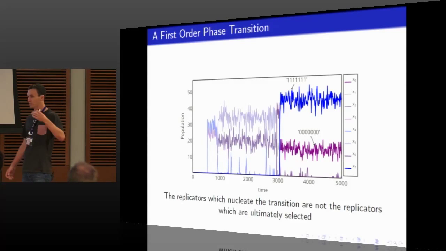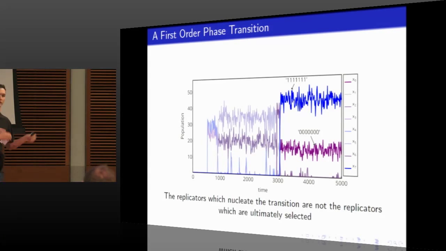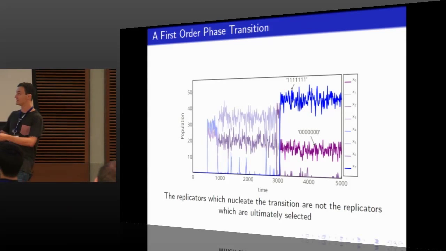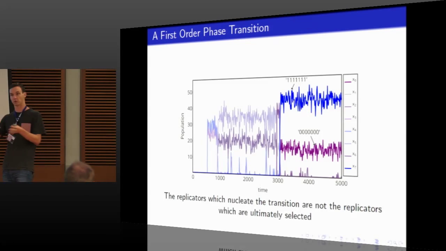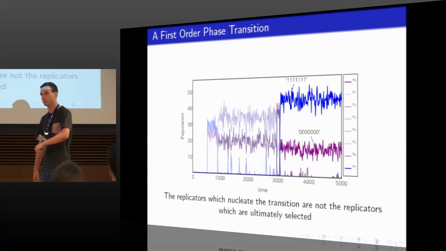So this means that if you were to observe a transition from non-life to life, if you like alternative prebiotic chemistries, this is exactly that. This is saying that the things which nucleate the transition into a living state are not going to be those that are ultimately selected at the end.